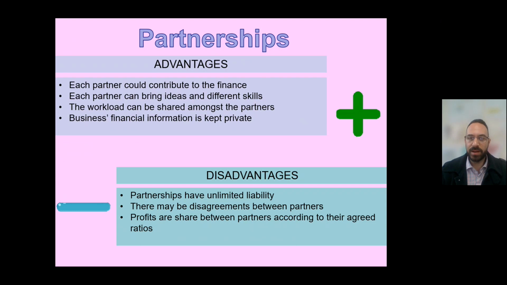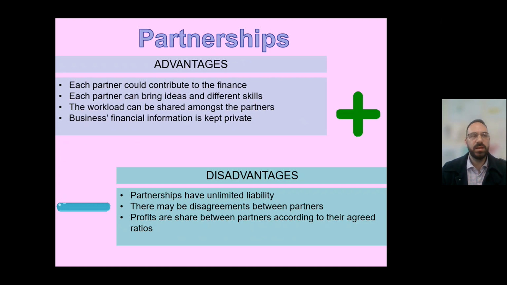There might be disagreements between partners, so you both visualize things going in different directions and create a bit of conflict, and profits are shared between the partners according to their agreed ratios. So what that basically means, generally for a lot of partners, they're all like 50-50. So, whoever makes profit, you keep half, I keep half.